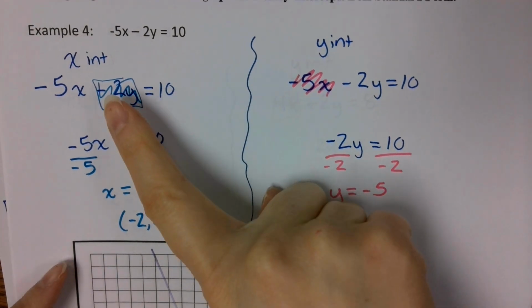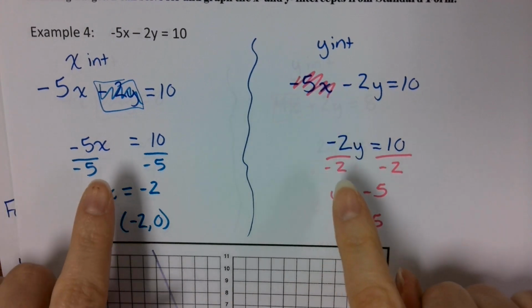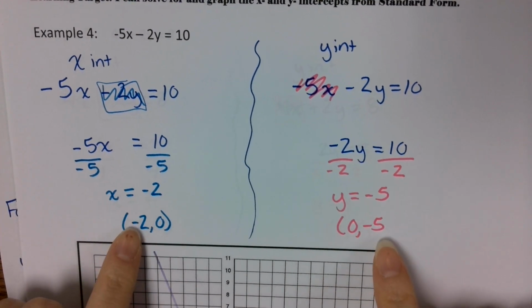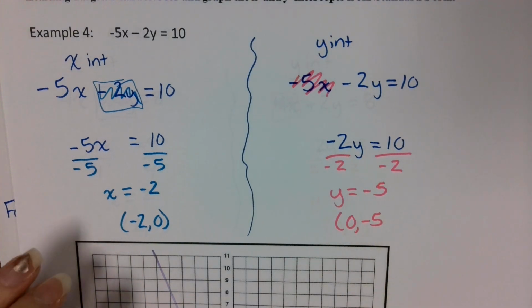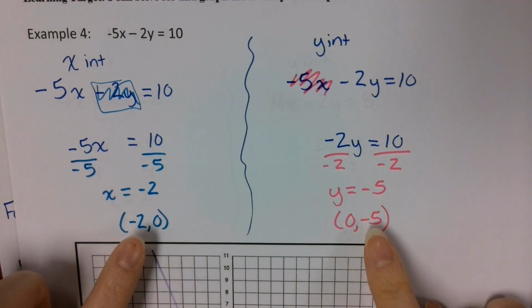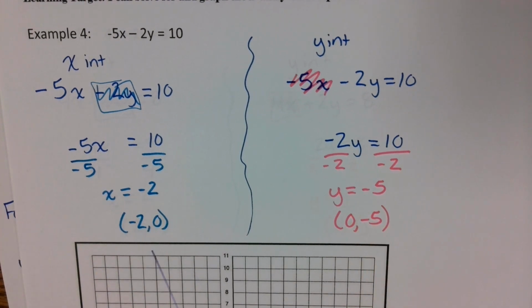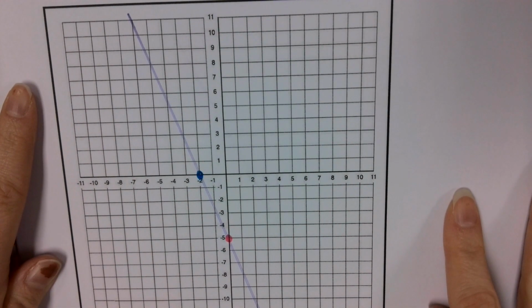Remember that with solving for the x, the y disappears. When you're solving for the y, the x disappears. And then you just solve the one-step equation. So you get negative 2 for your x value, negative 5 for your y value. Remember, these are separate points. I've had people in the past think that they're together creating one single ordered pair, and it's not. It's (-2, 0) and (0, -5). And that's what it should look like when it's graphed.